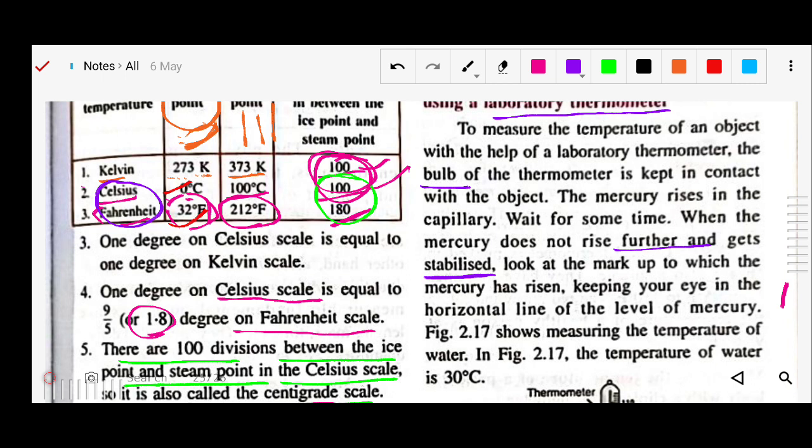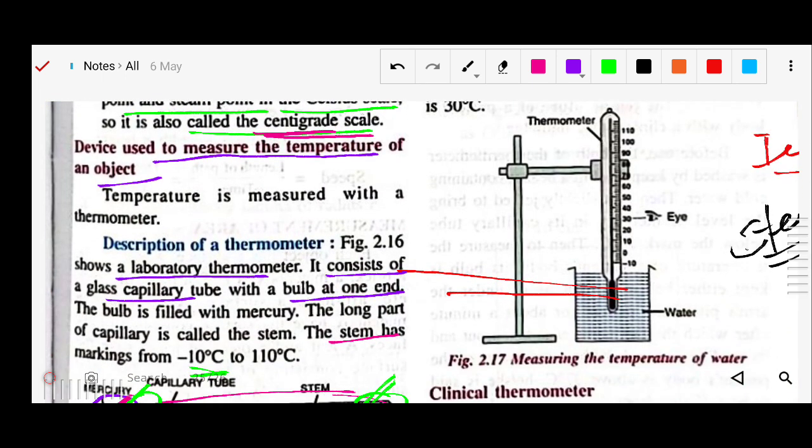Look at the mark, at that point, what is the marking of the mercury. That will be shown on the horizontal line, and that is the temperature of the particular body. Likewise, here the temperature of water is measured. The mercury bulb is placed here. This is called the bulb. It is placed over there.